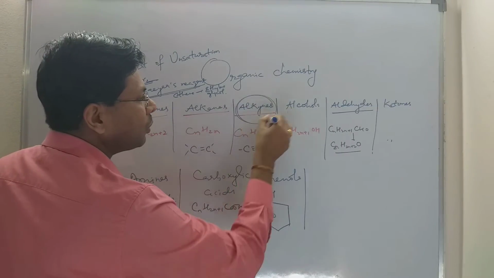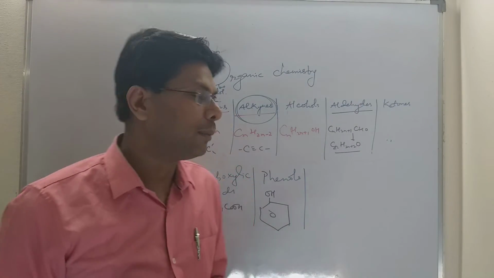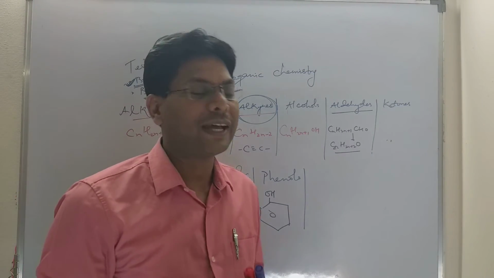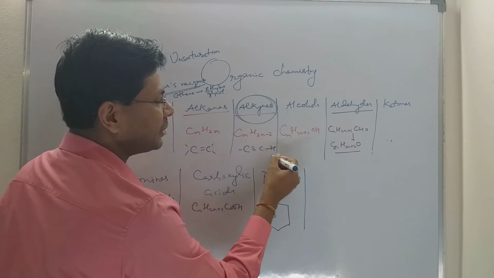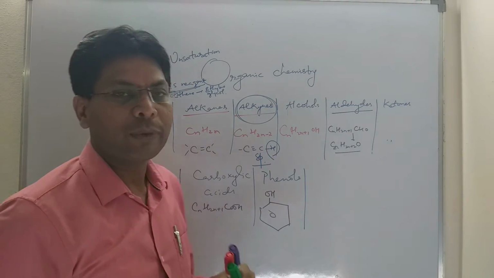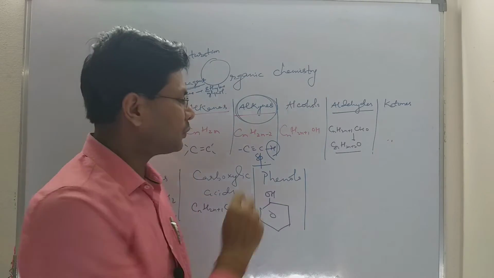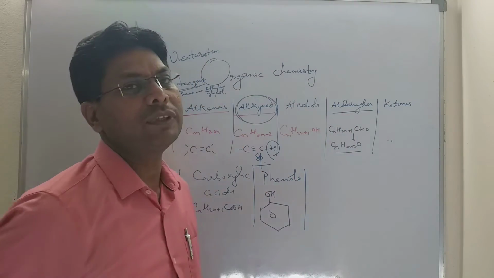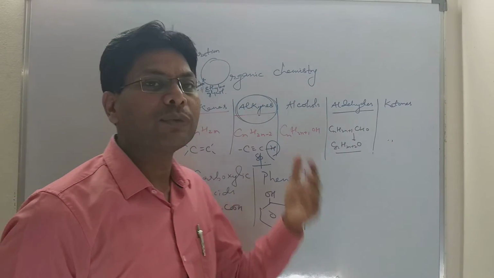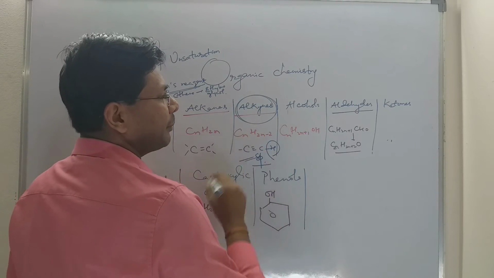Suppose you want to know about alkynes. Alkynes will react with sodium metal because they are highly acidic, due to the presence of acidic hydrogen. This hydrogen is acidic because it is attached to an sp hybridized carbon. The sp hybridized carbon is highly electronegative, so H comes out as H plus. It can react with a metal like sodium to form monosodium ethanide, or it can further react to form disodium ethanide. That is white in color. So that you have to remember.